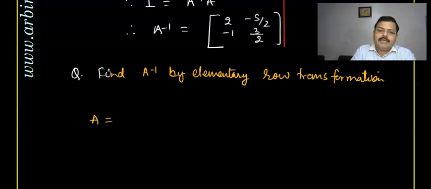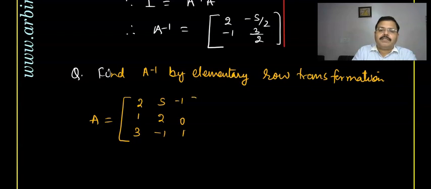A is given here as 2, 1, 3, 5, 2, minus 1, 1, 0, and 1. Say this is minus 1, 0, and 1. This is A, which is given, and you have to find A inverse.